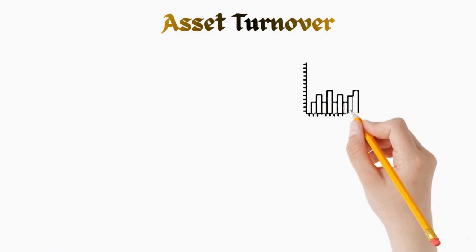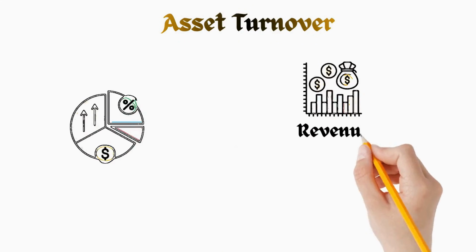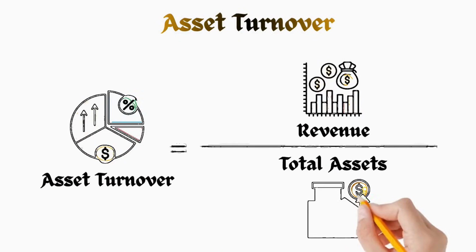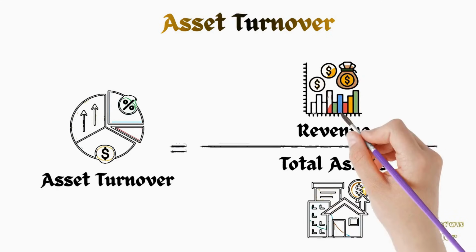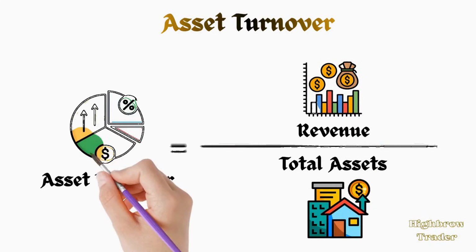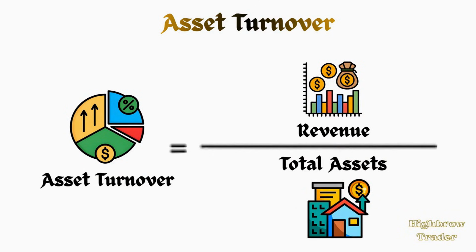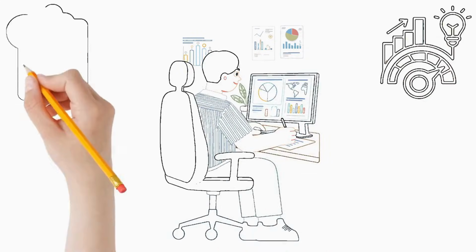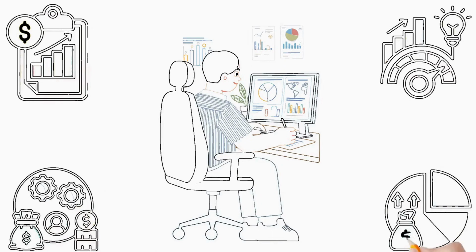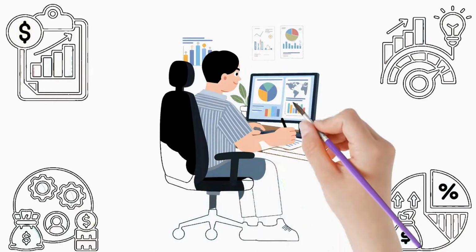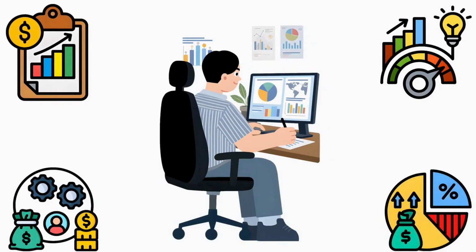Asset turnover measures how efficiently a company uses its assets to generate sales. The formula is asset turnover equals revenue divided by total assets. For example, if revenue is 300 and total assets are 150, the ratio is 2. This means the company generates 2 units of sales for every unit of assets. A higher ratio indicates better efficiency. Investors prefer companies with strong asset turnover because it shows effective use of resources.